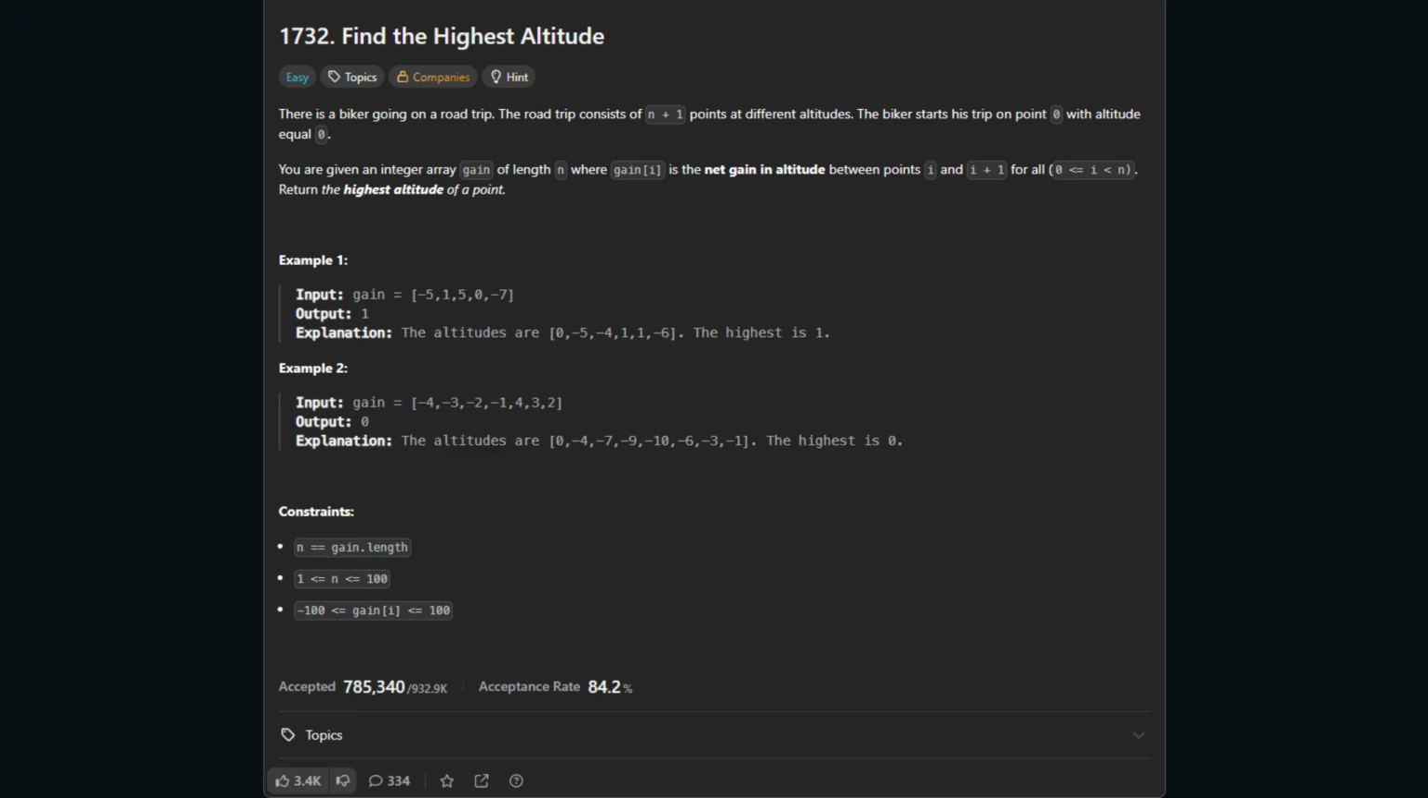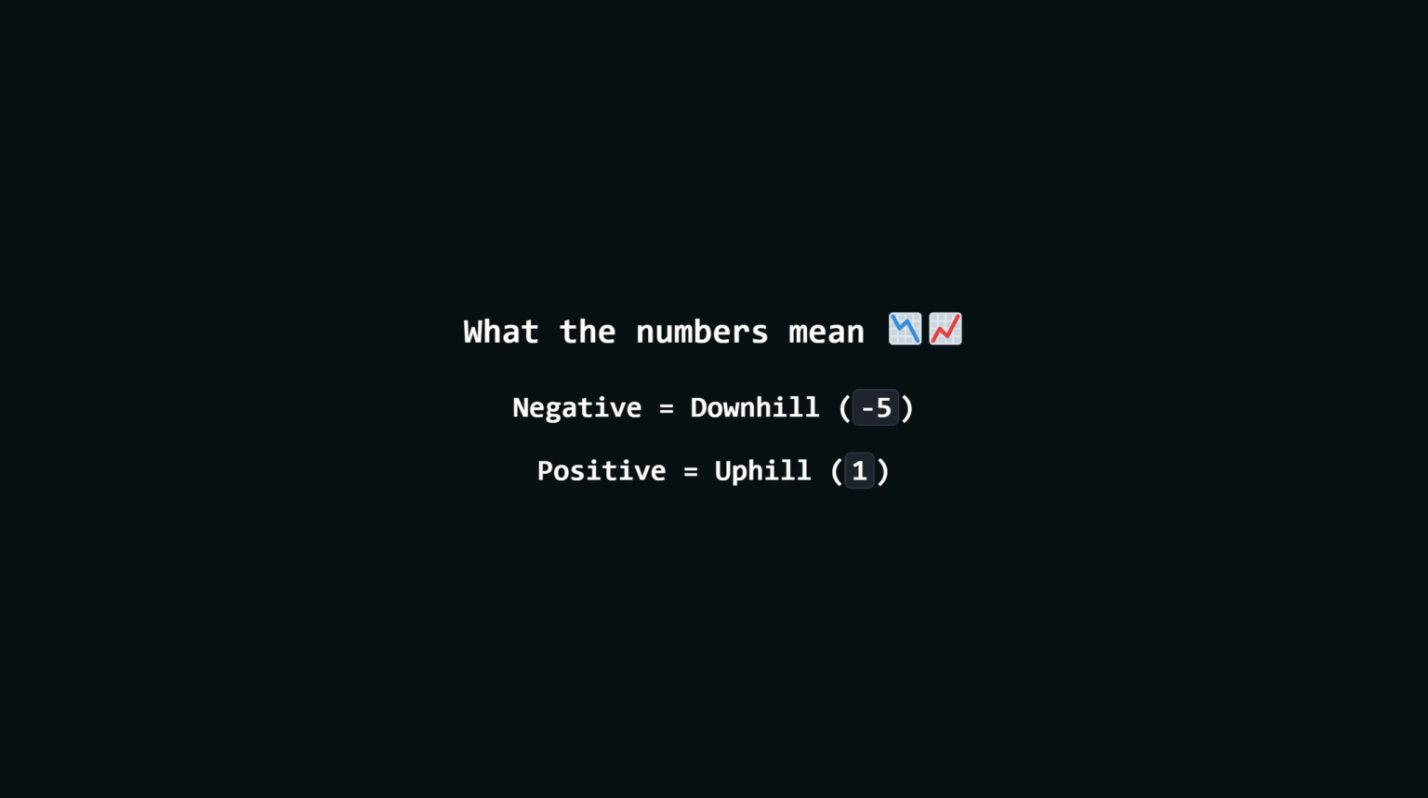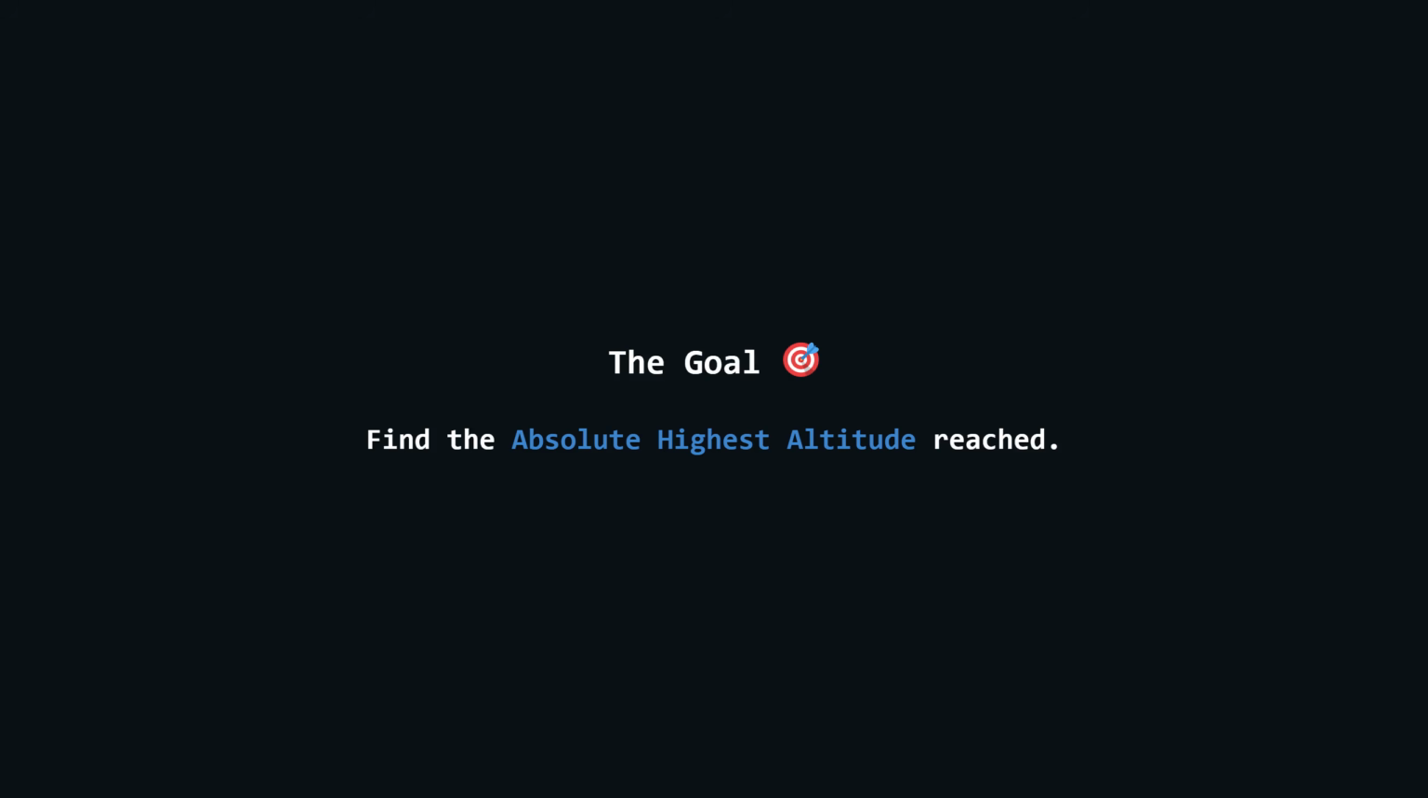Here is the official problem page, but it is a little bit wordy, so let me break down the actual goal for you visually. Imagine you are a biker starting a road trip exactly at sea level, which means your initial altitude is 0. You are given a list called gain, where every number tells you exactly how much your altitude changes at each step of your trip. A negative number means you ride down a hill, and a positive number means you climb up. Our only goal is to find the absolute highest point we ever reached during the entire trip, including our starting point.